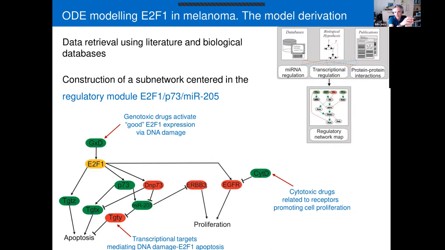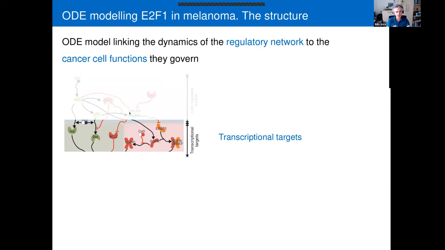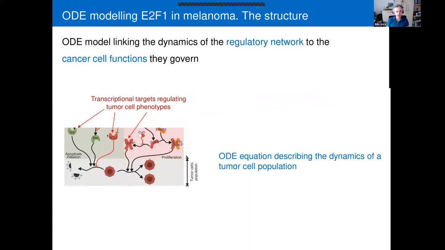And what we did is we translate this mechanism into a computational model in ordinary differential equations. And our model was composed of different modules. So we have a module that was representing the tight regulation interplay between E2F, another molecule that is called P73, and the microRNA 205. We have a second module in which this current model essentially is regulating a number of targets, transcriptional targets that get expressed. The expression gets regulated by E2F1. And finally, what we did is these targets are connected to an additional ordinary differential equation that describes the dynamics of the tumor cell population.